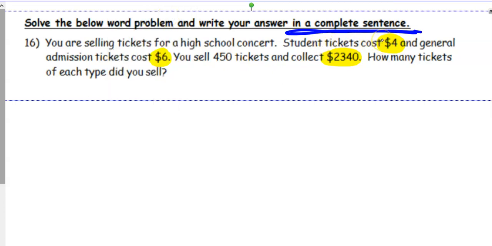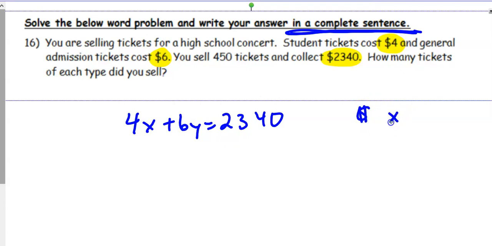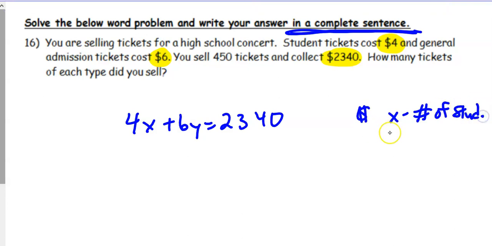Student tickets are $4 and general admission are $6. That total should be $2,340. So if I do 4x plus 6y equals 2,340, this again is representing my money, but I do want to identify x is the number of student tickets and y is the number of general admission. So it's important to define those. Some people like to use maybe S and G because then it relates right to the problem. But again, it's super important to realize what those variables stand for.